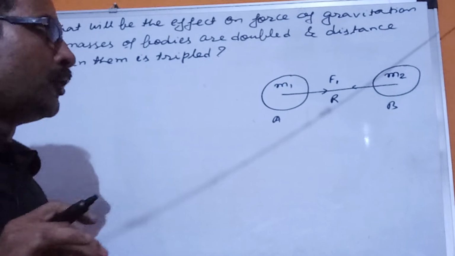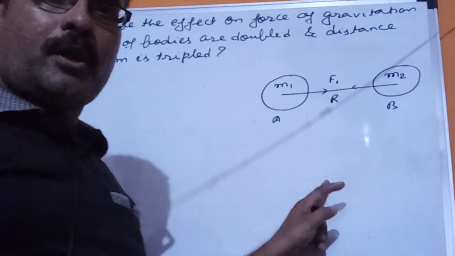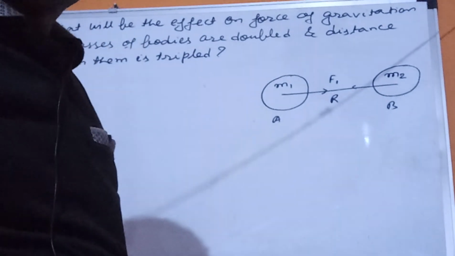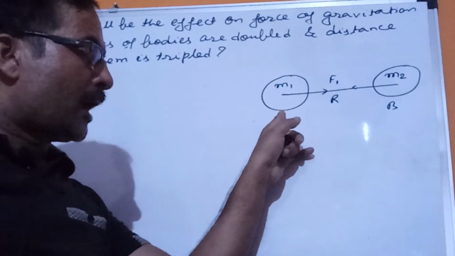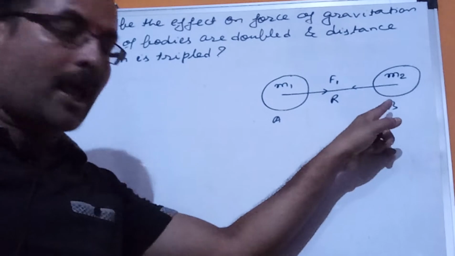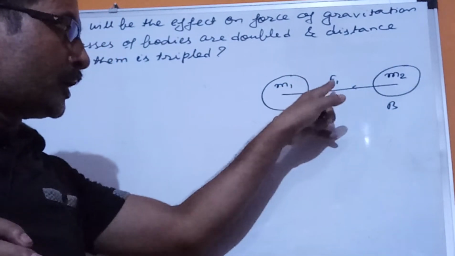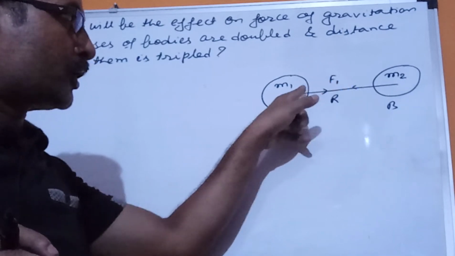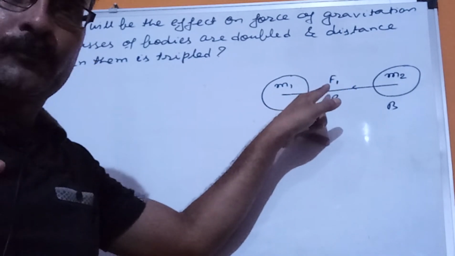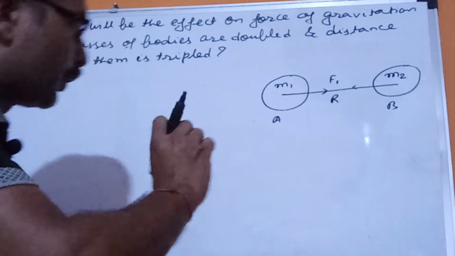What I have supposed is that there are two bodies A and B. Mass of body A is m1, mass of body B is m2, the distance between their centers is r, and the force of gravitation acting between them is F1. Let's write this in language.